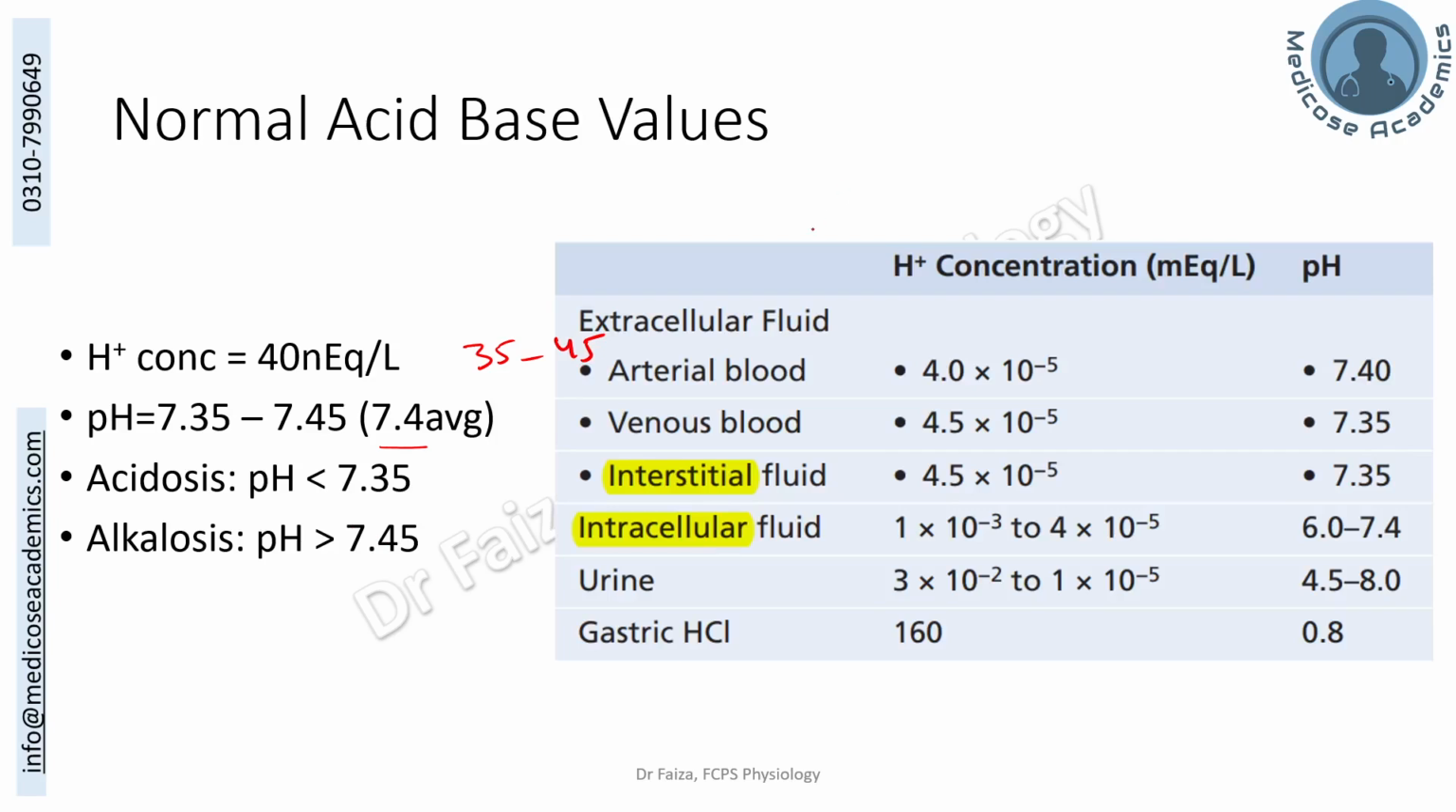This is comparing the values in the extracellular fluid versus other fluid compartments. Interstitial fluid and extracellular fluid approximately have the same pH. However, this is a little less in the venous blood as compared to the arterial blood because of the presence of more carbon dioxide. Intracellular fluid pH has a wider range from 6 to 7.4, urine 4.5 to 8, and gastric pH is much more acidic, as we know.